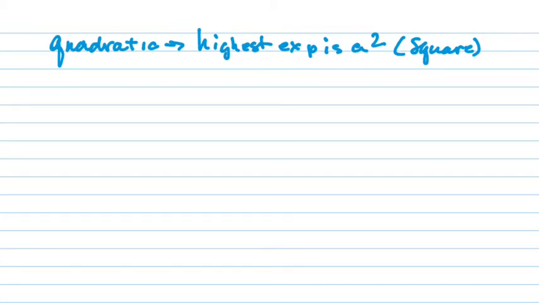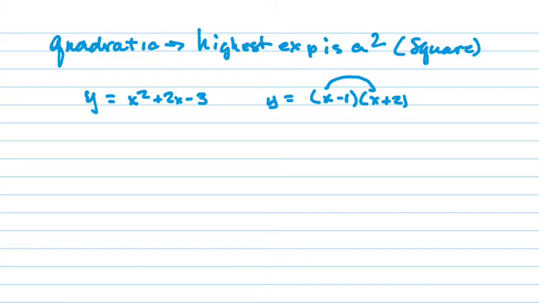Now, you can be given that as a function. So y equals x squared plus 2x minus 3, for example. You could also be given y equals x minus 1 times x plus 2. We know that this would be a quadratic because if we multiplied those brackets out, x times x would give us x to the second, or x squared, right? So it can be given to you in different formats.